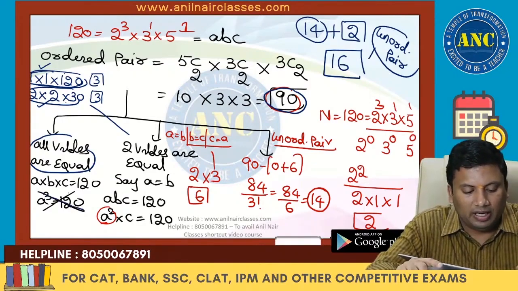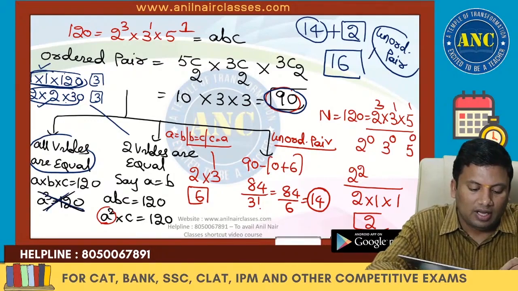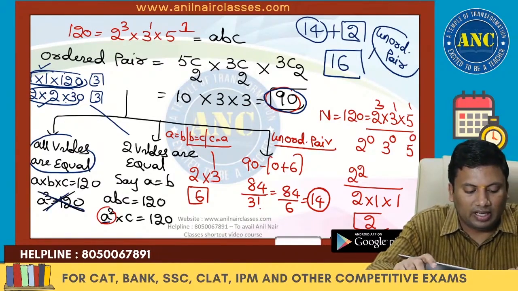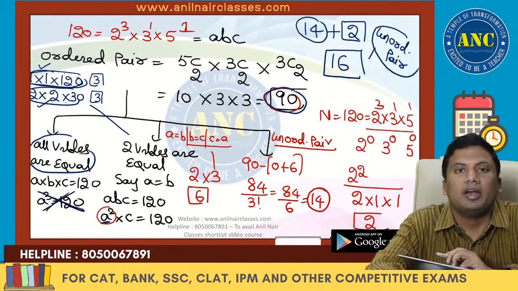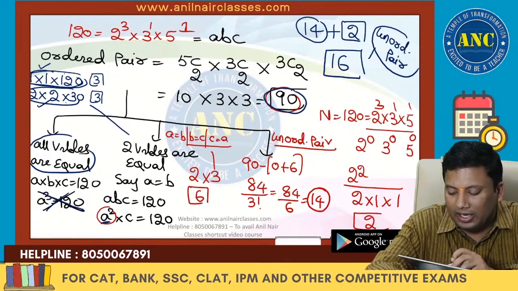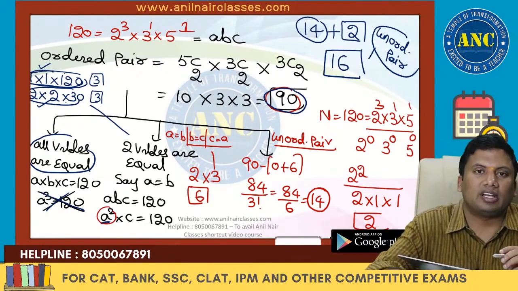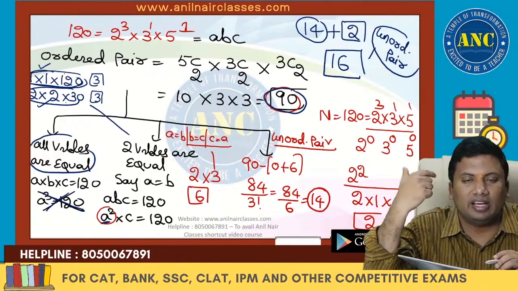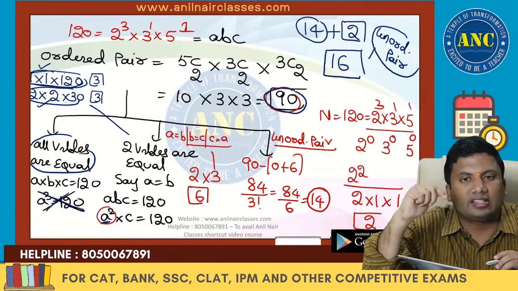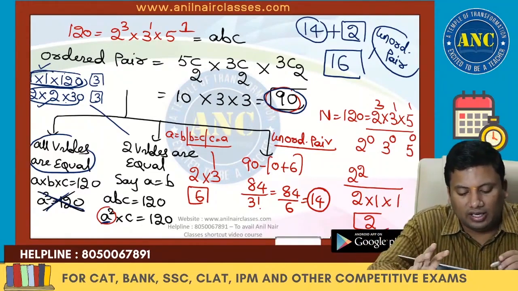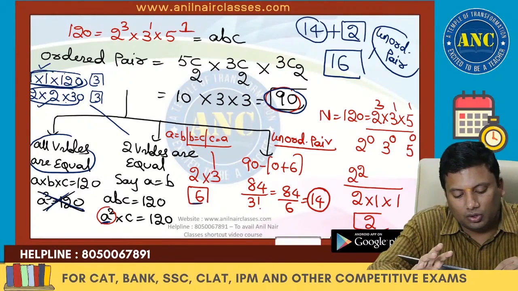So these are eliminated. Two variables are equal. A equivalent to B. So A square into C is 120. A square is a perfect square. Perfect square power should be an even number. So 2 power 0, 2 power 2, 3 power 0, 5 power 0. Total 2 cases I got. 2 cases where A is equivalent to B, 2 cases where B is equivalent to C, 2 cases where A is equivalent to C. 2 plus 2 plus 2, total 6.